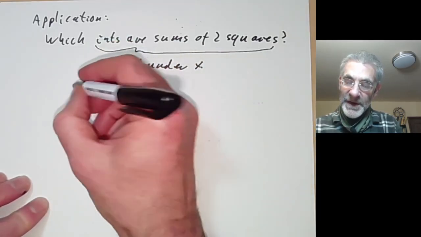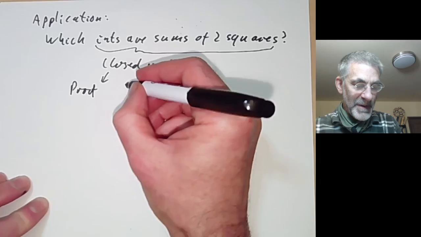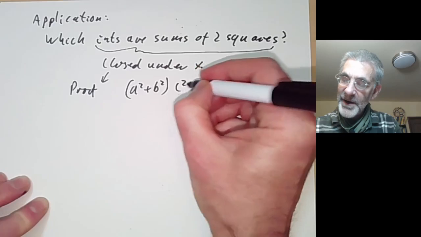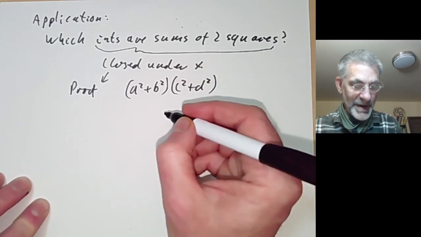And the proof of this is as follows. Suppose we've got one integer which is a sum of two squares, and we multiply it by another integer which is the sum of two squares.